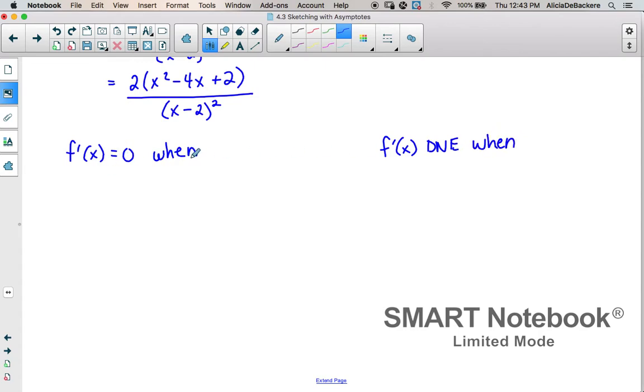But then I also want to know when does the derivative not exist. So for finding where it equals 0, I'm basically asking where does the numerator equal 0. I can divide out the 2 on both sides. So you can be thinking about the 2 moved over here. But I still have 0, and so now I'm going to try to factor this. We already decided that this guy does not factor nicely.